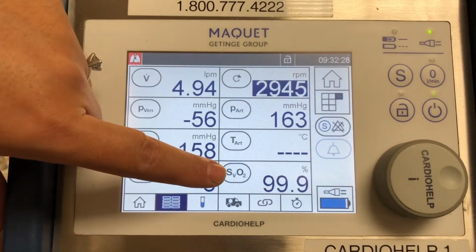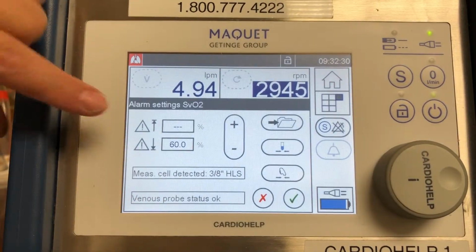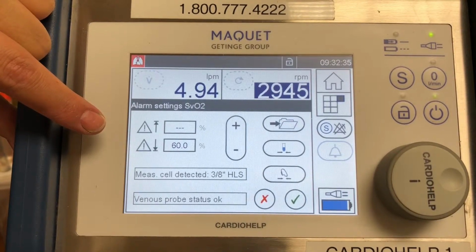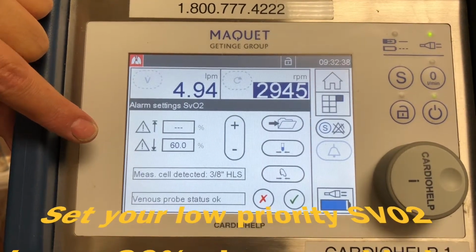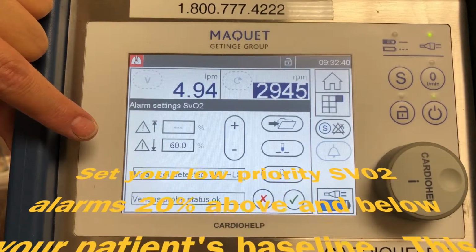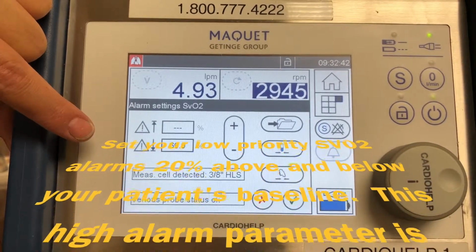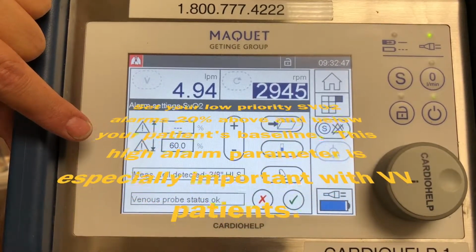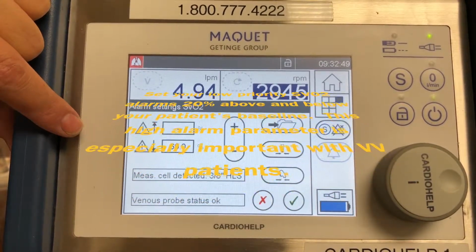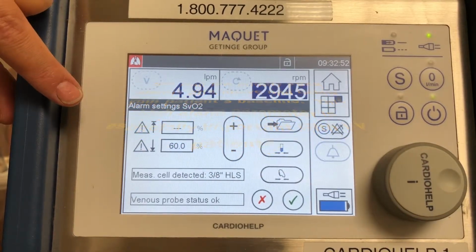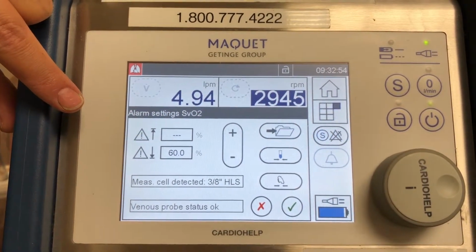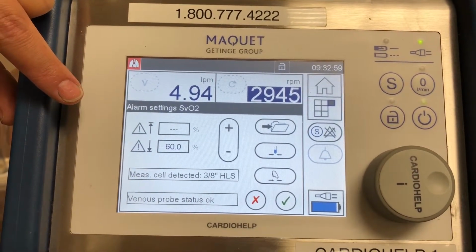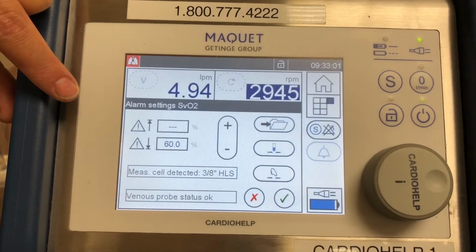Your next value is your mixed venous. Again, this is another value that does not have any high priority. It only has a low priority alarm. It has a low range, meaning going below a certain point, or a higher range, and that's again up to you where you want to set it. I would be a little more specific with your VV patients because you want to rule out recirculation. If you keep your mixed venous saturations too high, then you're not going to know if you're recirculating or not. So be a little tighter with the values you set for your mixed venous on VV patients compared to VA patients.